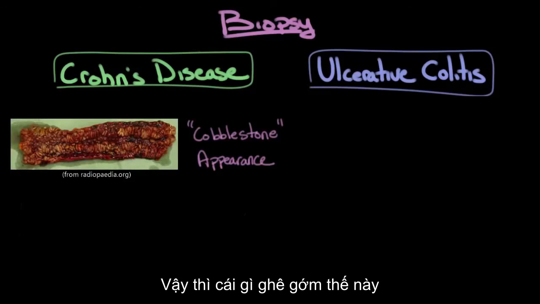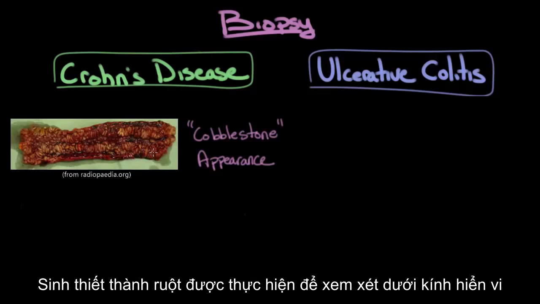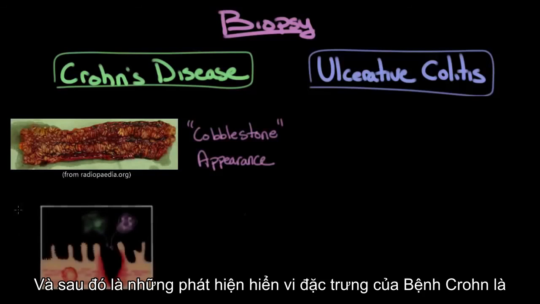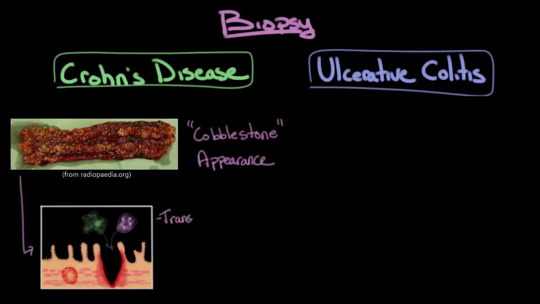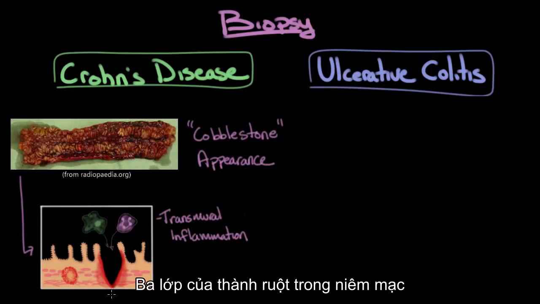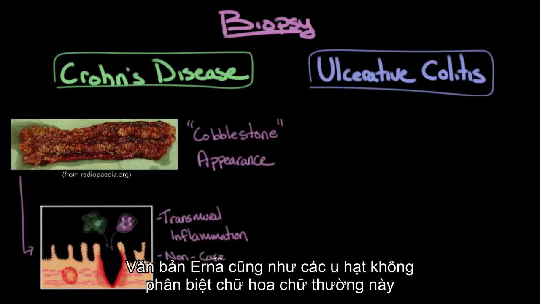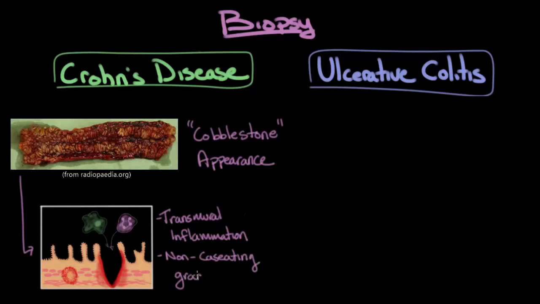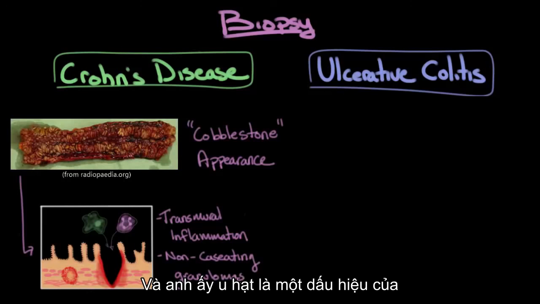Then once this gross appearance is seen, a biopsy of the intestinal wall is taken to look at under the microscope. And then the characteristic microscopic findings of Crohn's disease are this transmural inflammation, in which the inflammation caused by the disease goes through all three layers of the intestinal wall, the mucosa, the submucosa, and the muscularis externa, as well as these non-caseating granulomas, which is demonstrated here. And these granulomas are a sign of chronic infection.